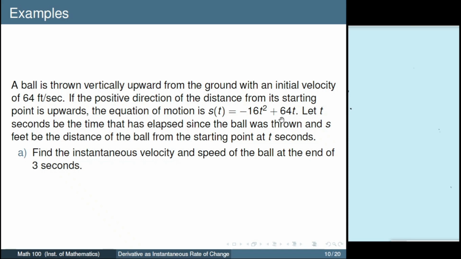So observe that the graph of this function is, again, a parabola that's opening downwards. Let t be the seconds that has elapsed since the ball was thrown. And s would be the distance of the ball from the starting point at t seconds. First, we want to find the instantaneous velocity and speed of the ball at the end of t seconds.